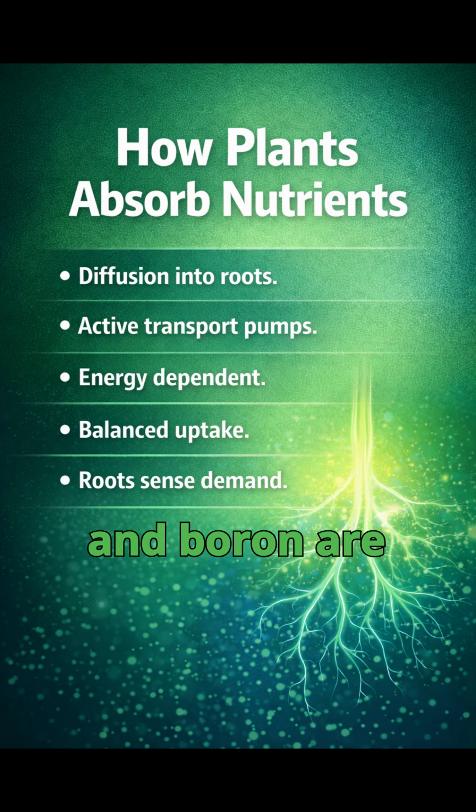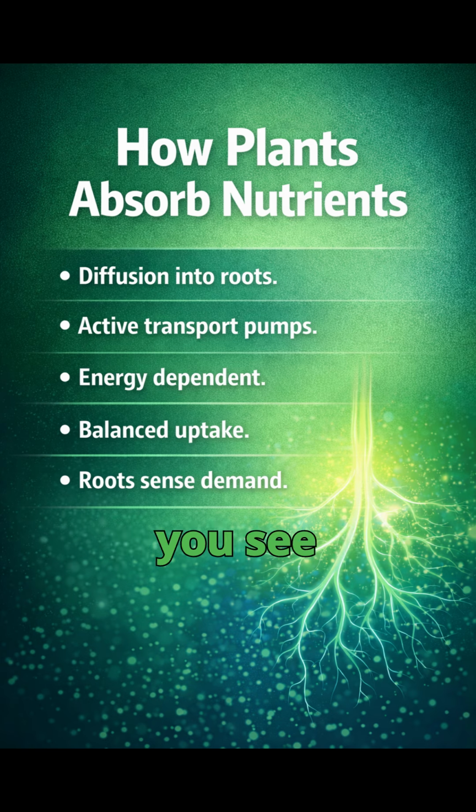Calcium, iron, and boron are immobile. Once they're deposited in a leaf or fruit, they stay there. If the plant becomes deficient, it can't relocate them. New growth suffers first. This is why calcium deficiency causes blossom end rot in young fruit, even when older leaves look fine. Understanding nutrient mobility helps diagnose problems.